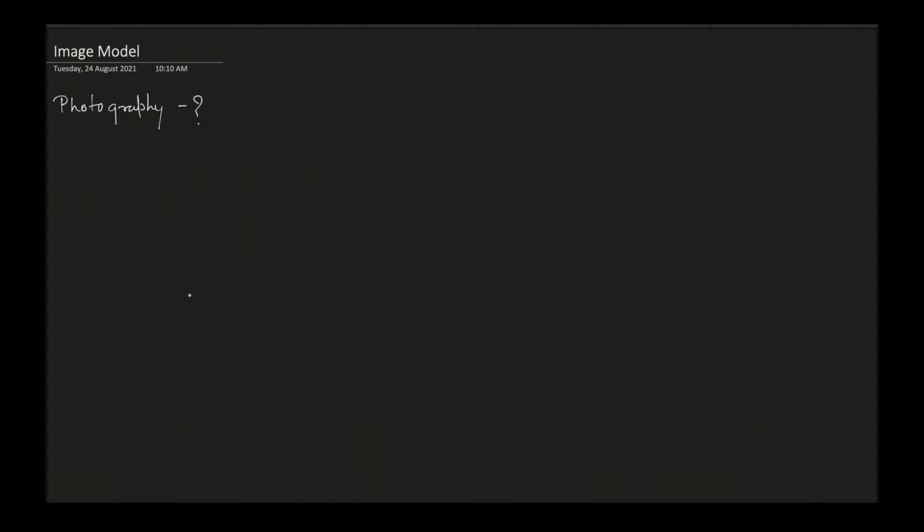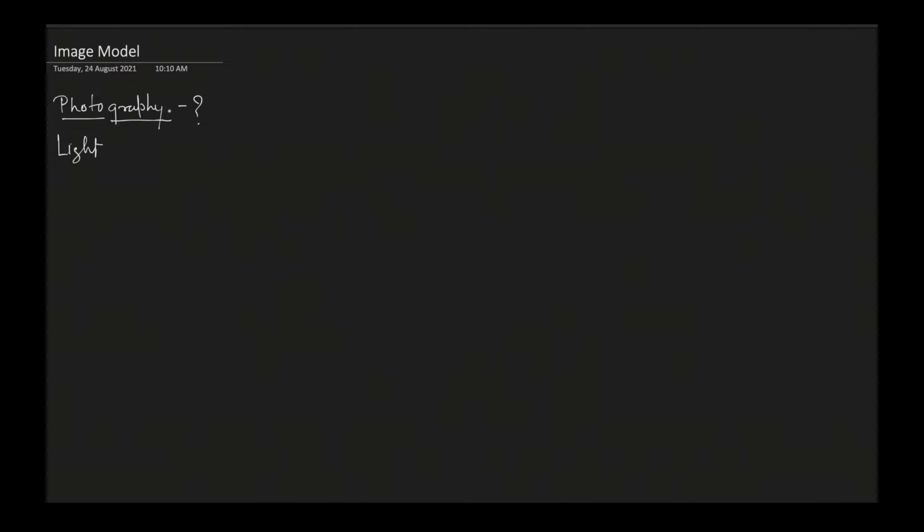So the word photo stands for light. Yes. So there are two words here. One is photo, another one is graphy. Now what does the graphy mean? Graphy stands for... creation.